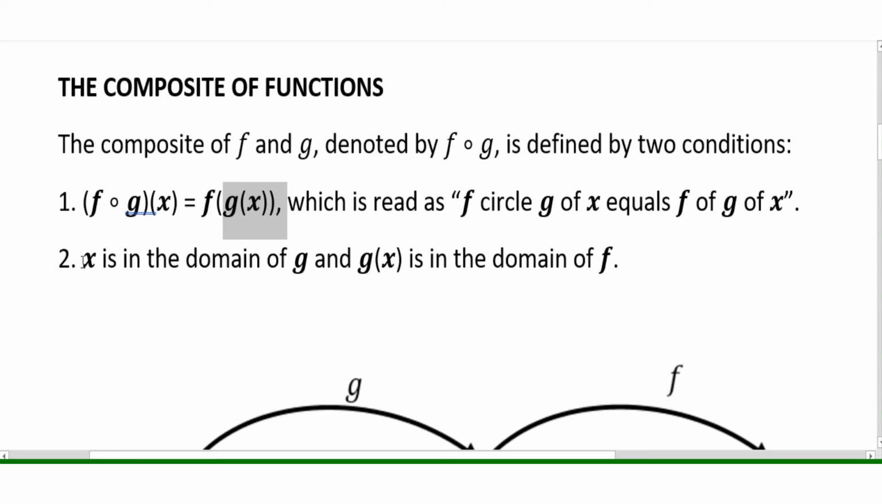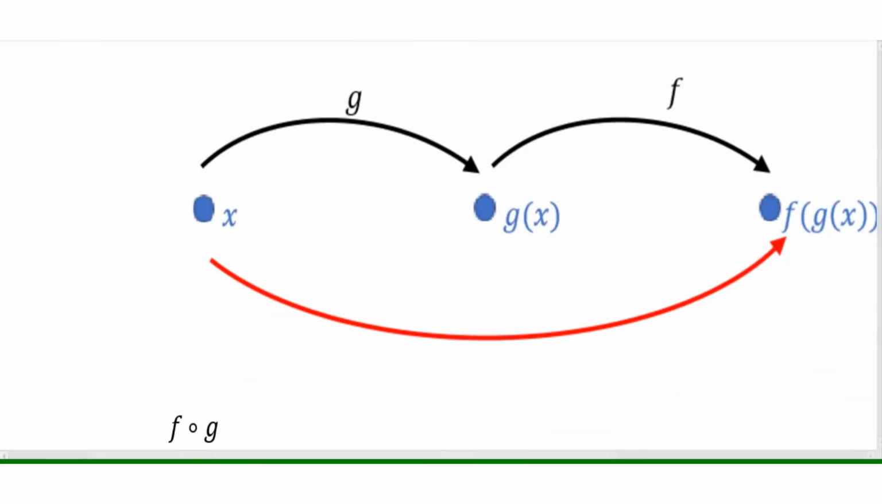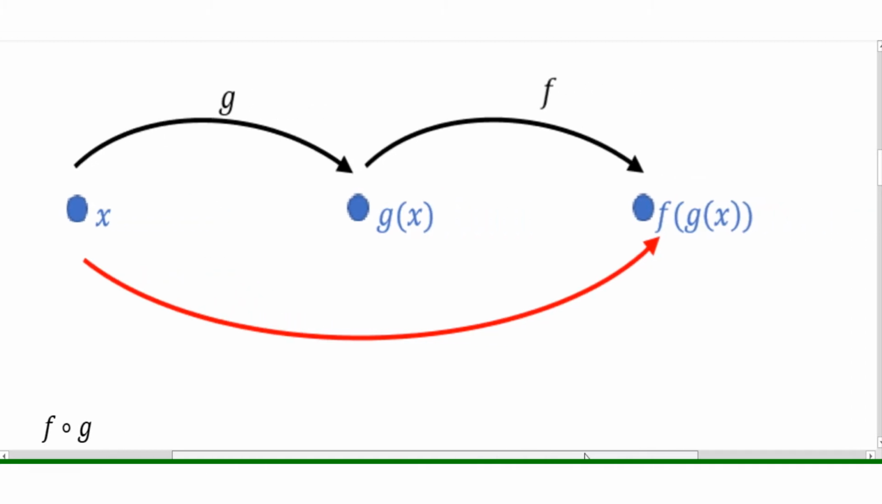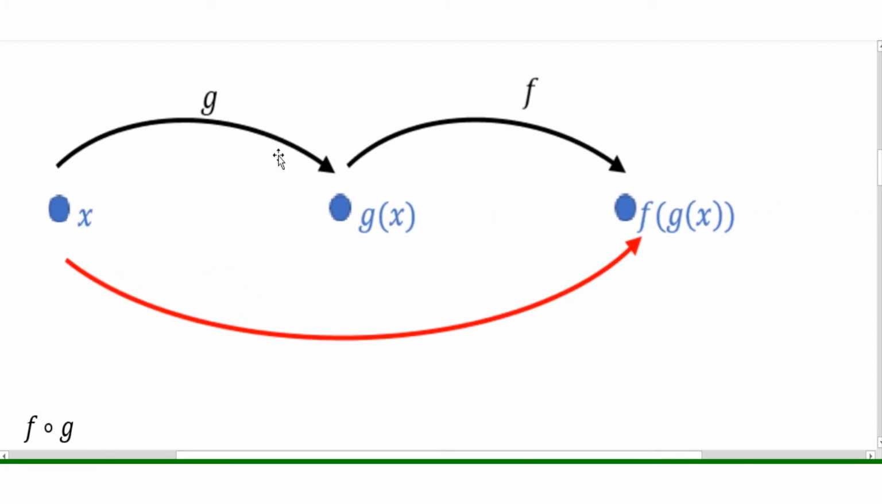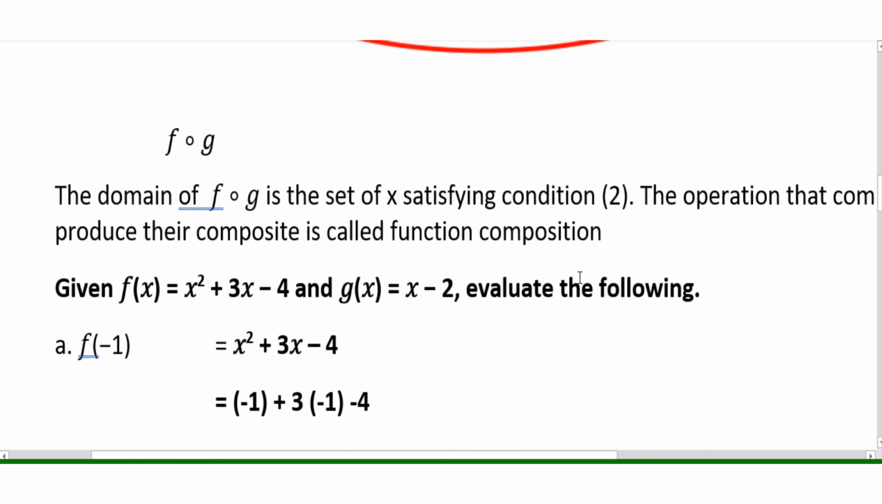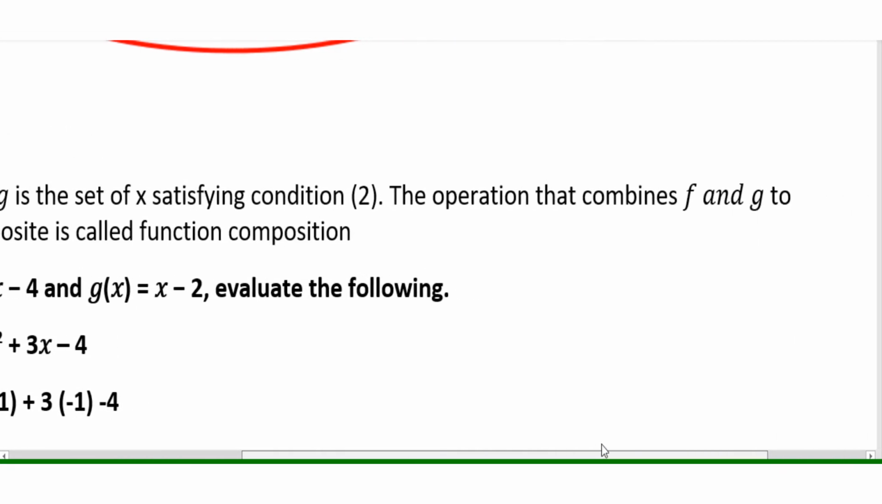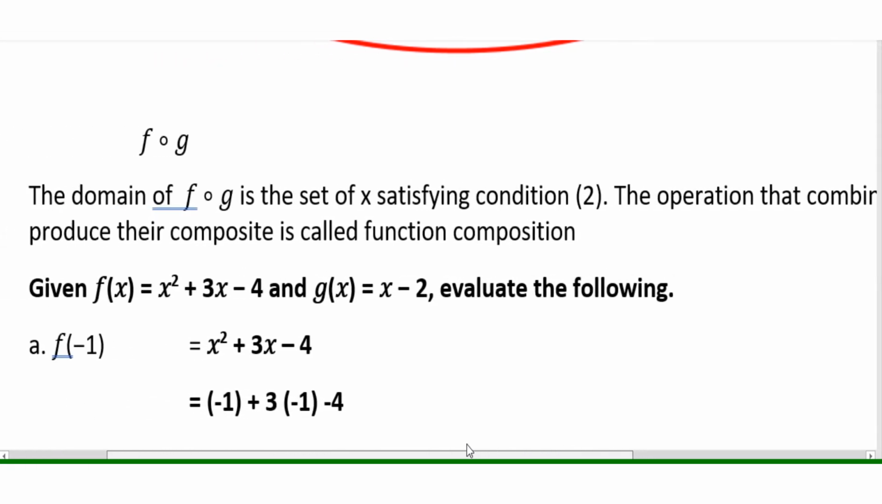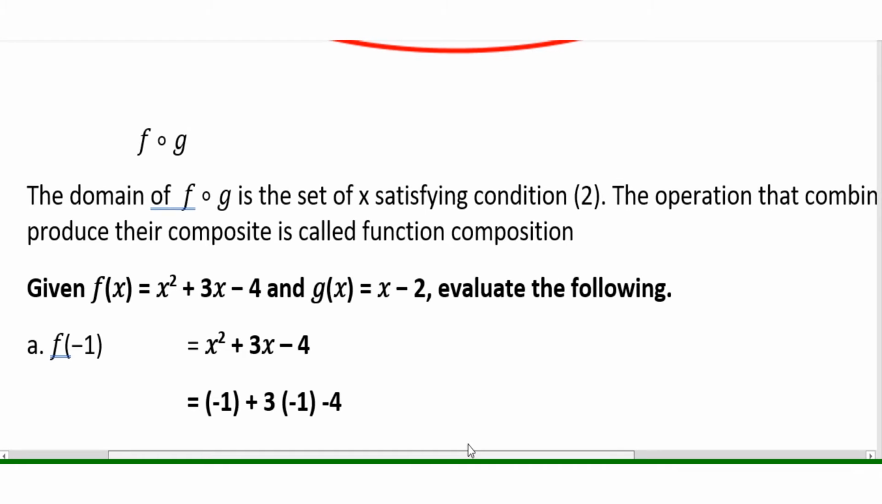And then, as I've told you, x is the domain of g, and then g of x is the domain of f. This is its illustration. So the domain of g is x, and then we have g of x, and the domain of f of x is the g of x itself. That is what we call f o g. So the domain of f o g is the set of x satisfying condition 2, wherein the operation that combines f and g to produce their composite is called function composition.